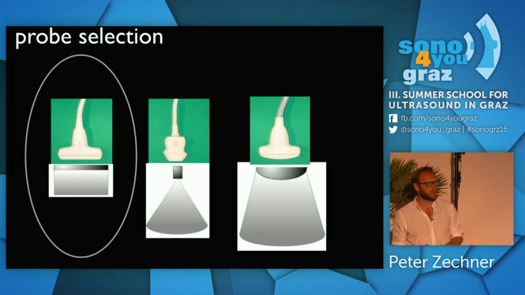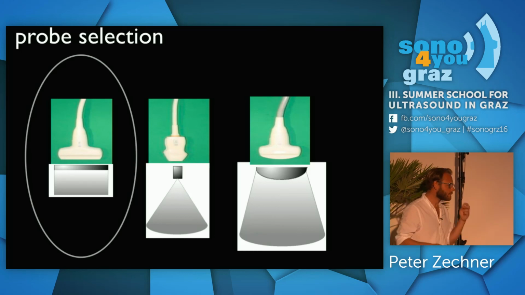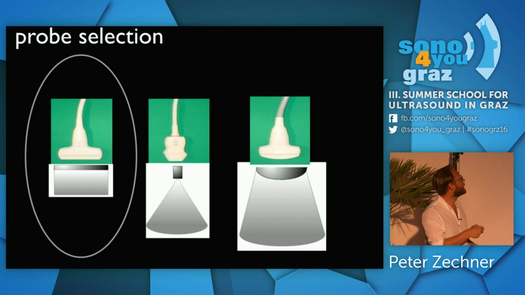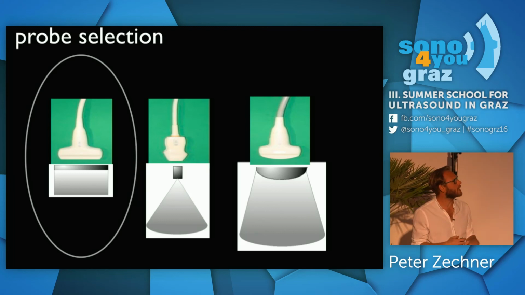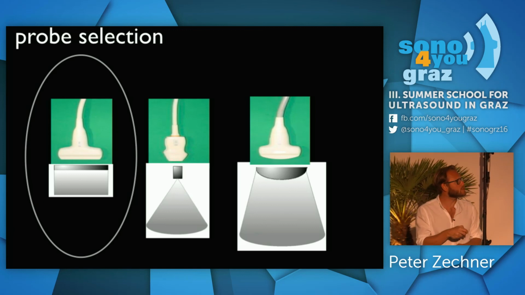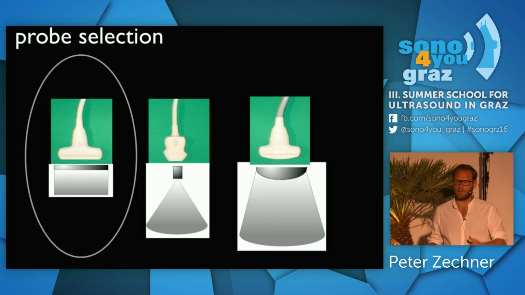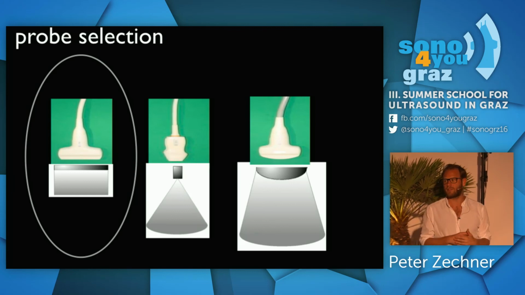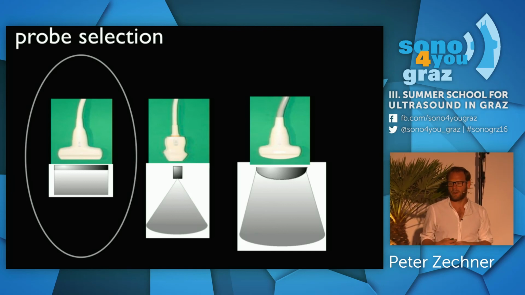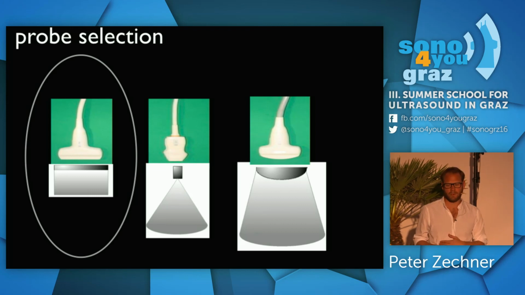Which probe do we use? Normally, in not too adipose patients, we use a linear probe, but sometimes we also have to use the abdominal probe if the veins are very deep down and we have to go inside like 10 to 15 centimeters. It's sometimes better to use an abdominal probe.